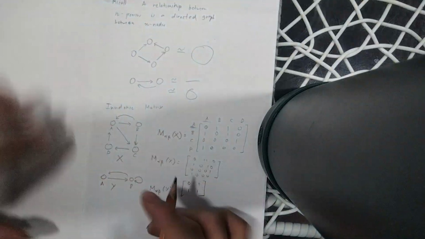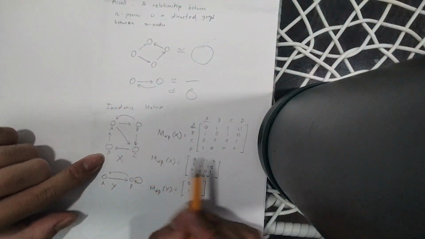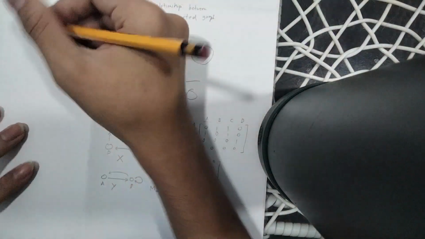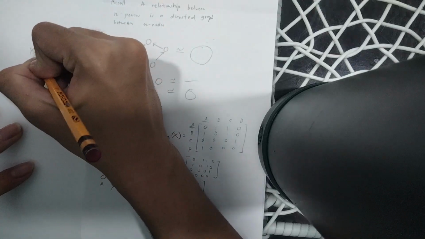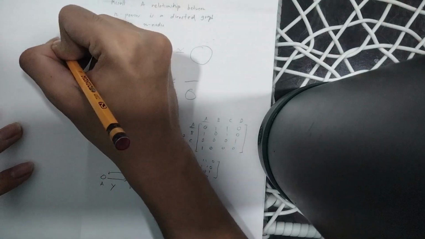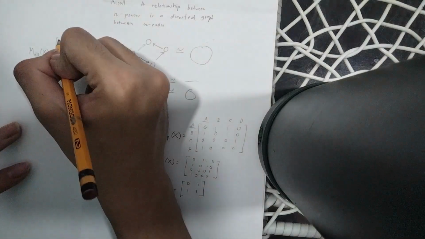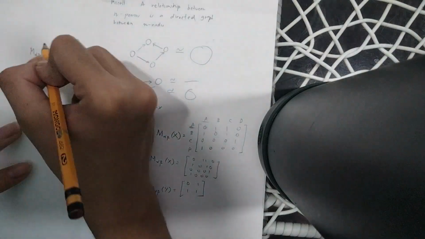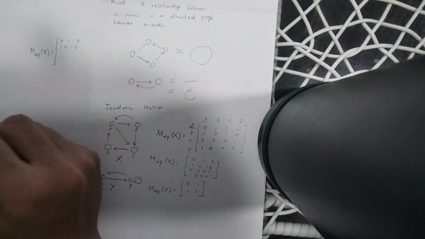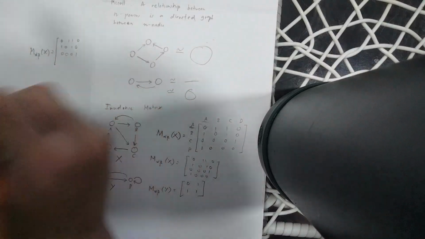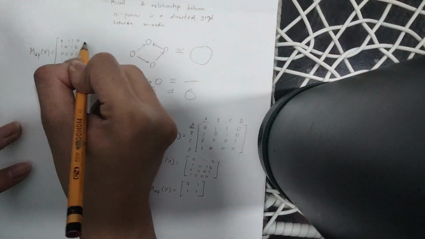I'm going to go back to X here and the incidence matrix. The incidence matrix of X again is the following 4x4 matrix: 0, 1, 1, 0, 1, 0, 1, 0, 0, 0, 0, 1, and 1, 0, 0, 0.